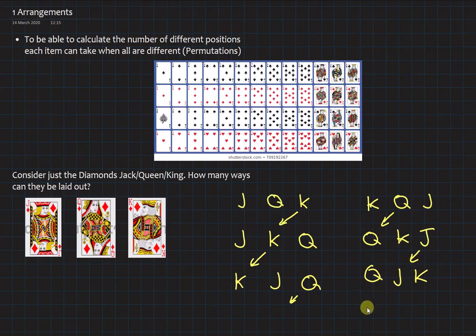Now I've got to the point where I have actually tried all of them. If I try moving the Jack over again, I'm back to Jack, Queen, King. I've gone through a loop of moving everything one place over, and therefore now I will have exposed it. So with 3 separate items, there are what are called 6 arrangements.